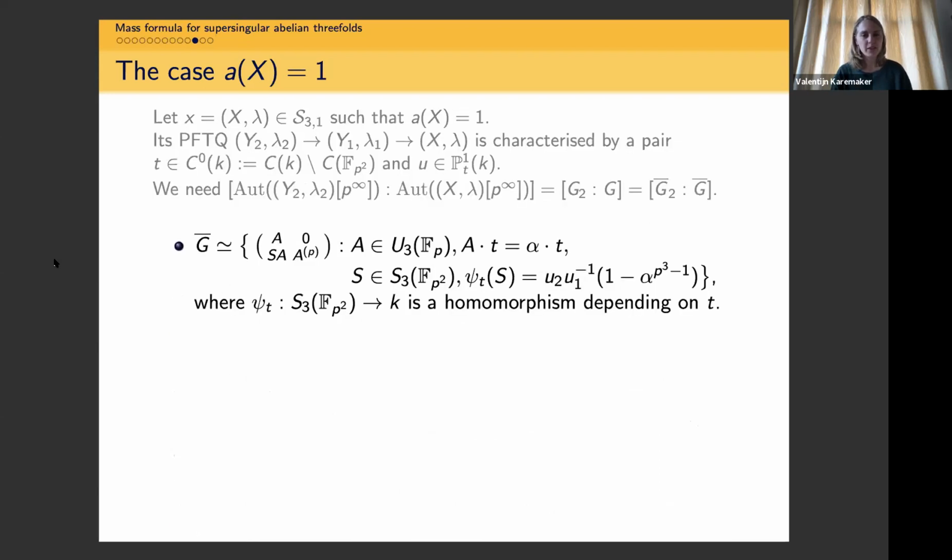And we find the following thing. So it's isomorphic again to some matrices. So we see an A, 0, SA, and AP, where A is a unitary matrix that sends T, this point on the Fermat curve, if you write that in projective coordinates, like T1, T2, T3, to a multiple of itself by some alpha, say. And AP is the matrix where all of the entries are raised to the power P.